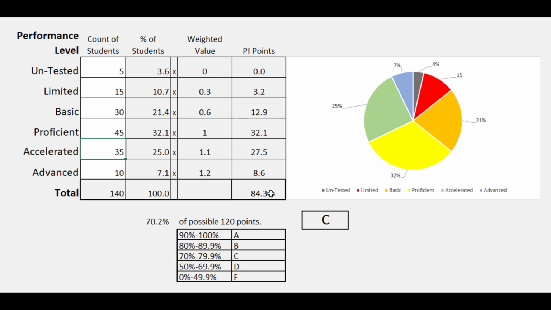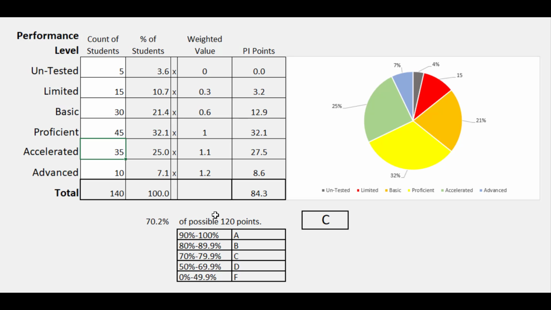Well, 84.3 is 70.2% of the possible 120. The 120 comes from 100% of the students being advanced, being the maximum performance index. You want to keep in mind there is a way to go above. There is an advanced plus category, and that is used with students that are accelerated and perform at an advanced level. Those can go up to 1.3, but for this example, we're going to keep it at the 1.2.